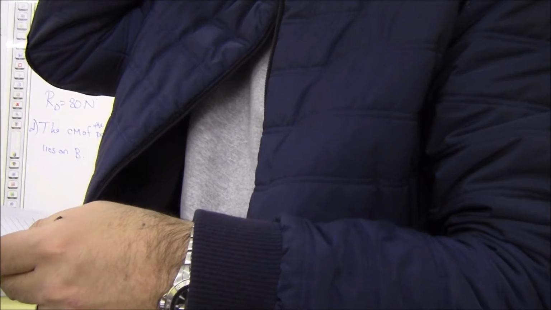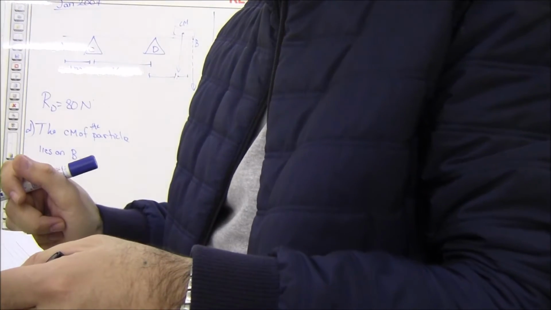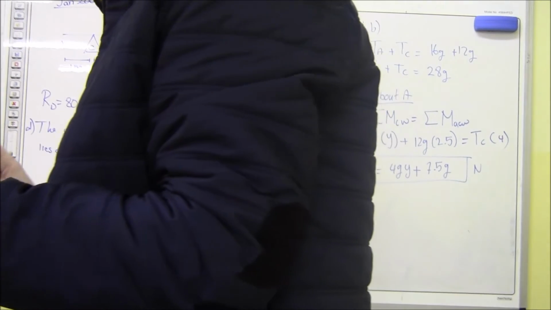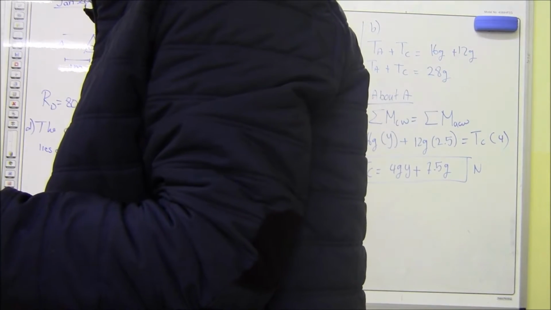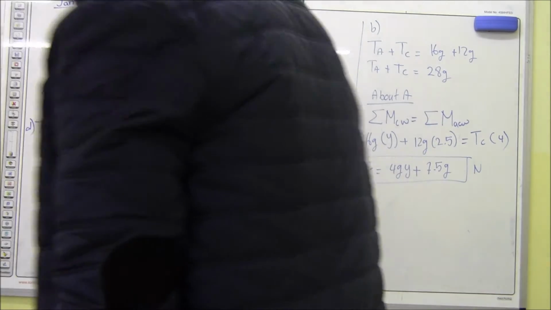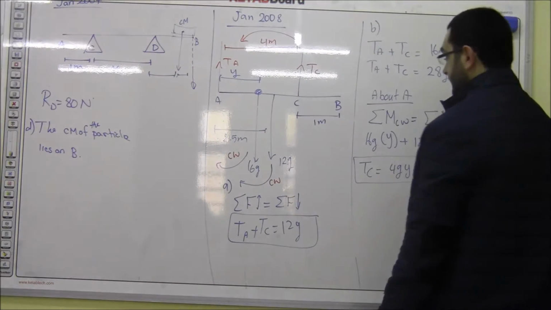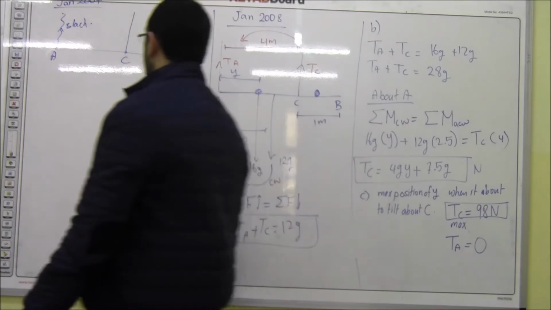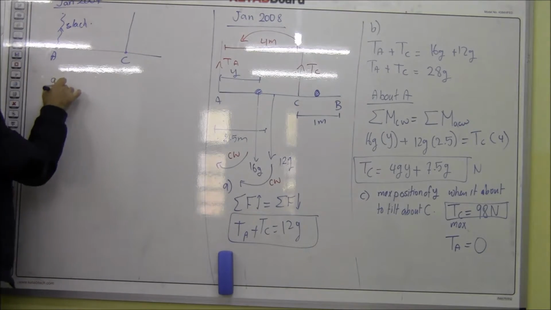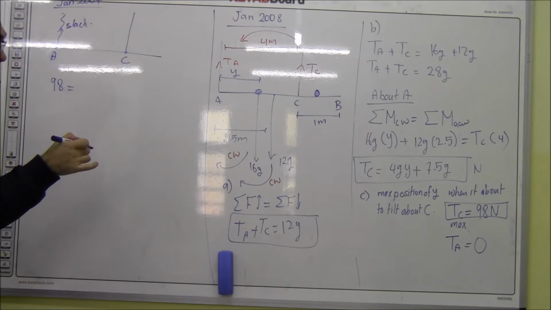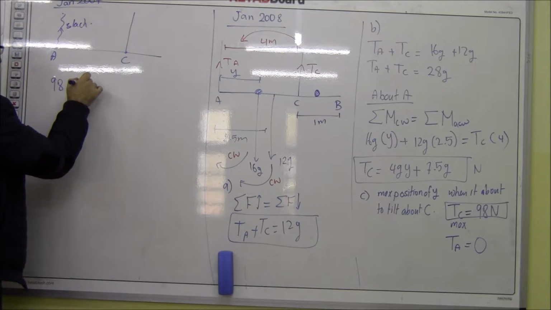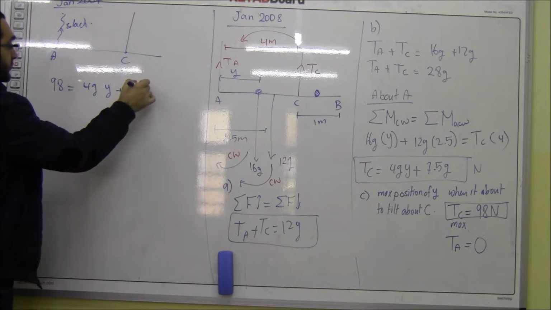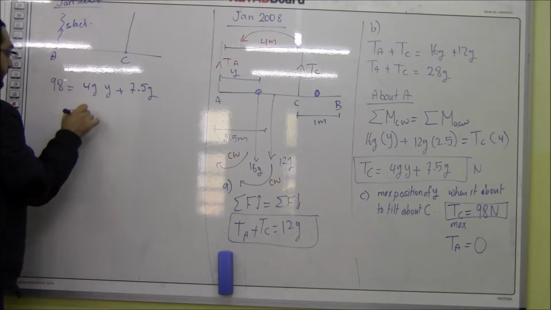Now, the rope at C will break if the tension exceeds 98. The rope at A cannot break. Find the range of possible positions on the beam where the load can be attached without the rope at C breaking. It's a good point here, we have to consider. So substitute TC here, 98. 98 equals 4GY plus 7.5G. What is the value of Y?